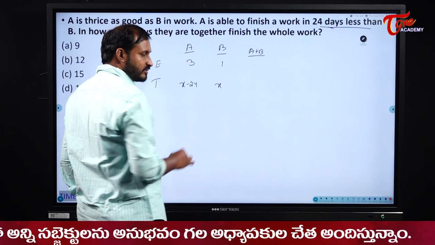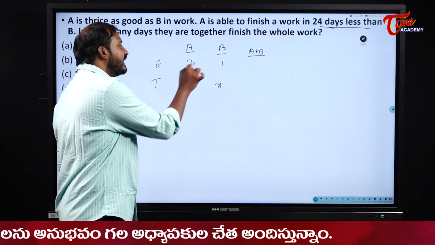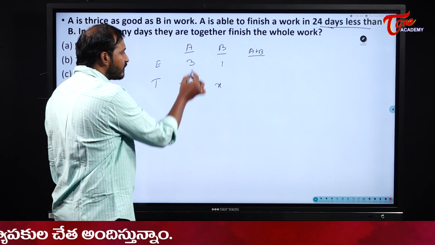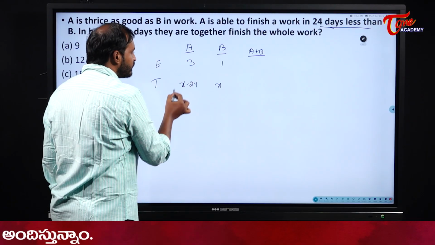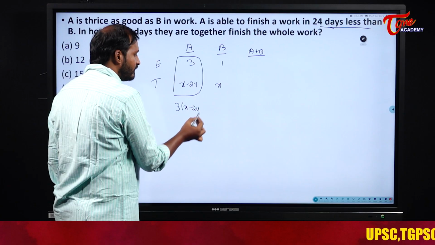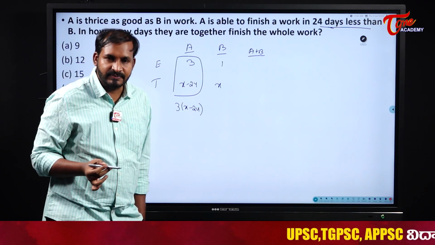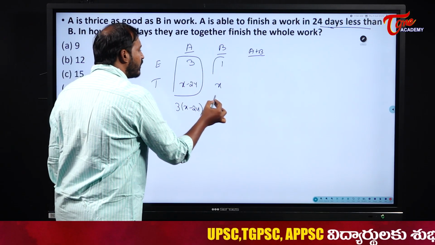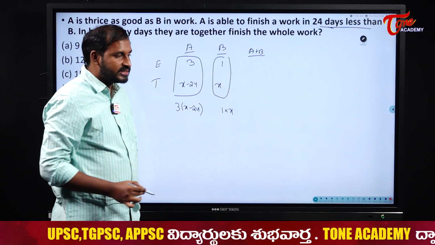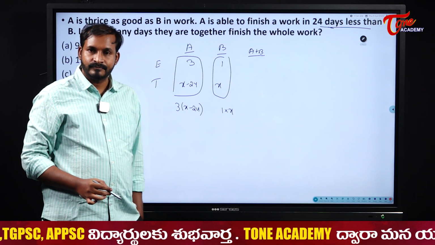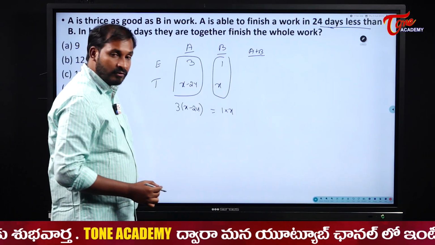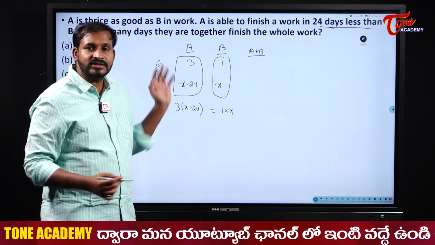Okay. Now, see here students. First of all, A and B both are doing the same work. Am I correct or not? So, what is the total work according to this? 3 into X minus 24 is the total work. Why? Because of respective efficiency with respect to time taken. And what is the total work according to this? 1 into X. The total work in this case and in this case are both the same. That means 3 into X minus 24 is equal to 1 into X. Why? Because total work is constant.